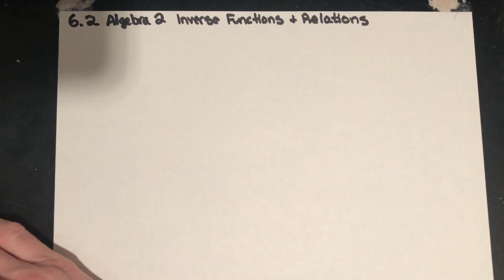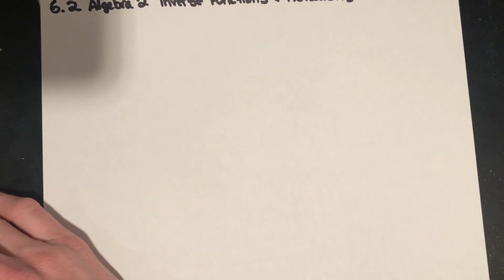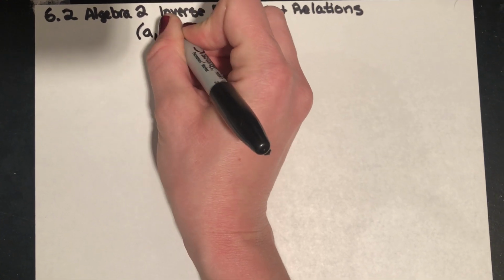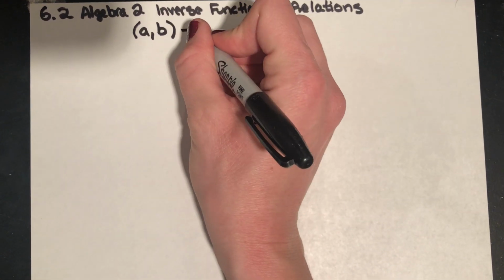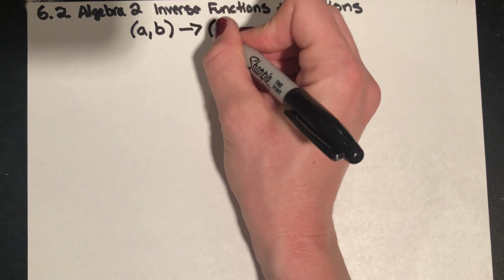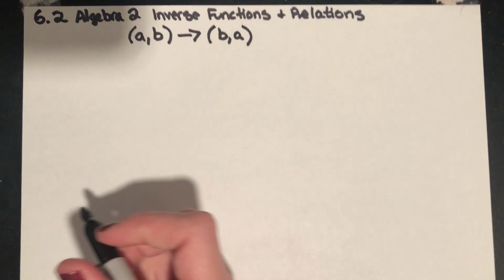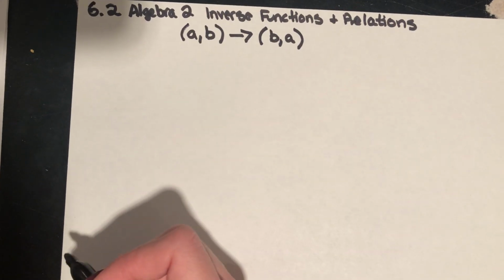We have to understand what an inverse is, and it is the set of ordered pairs obtained by exchanging the coordinates of each ordered pair. So that means that if (A, B) is our coordinate, we're going to exchange those coordinates and they're going to become (B, A). That's kind of the gist of inverse functions right there.